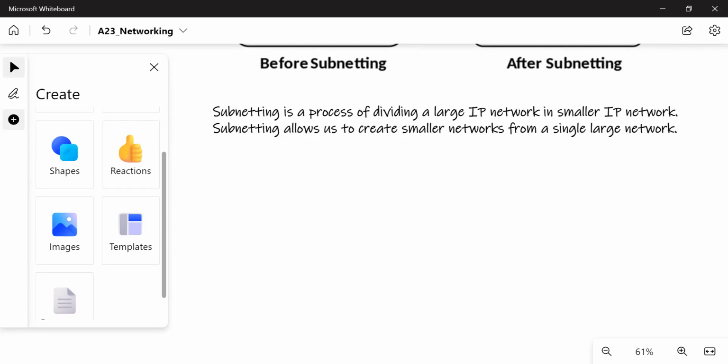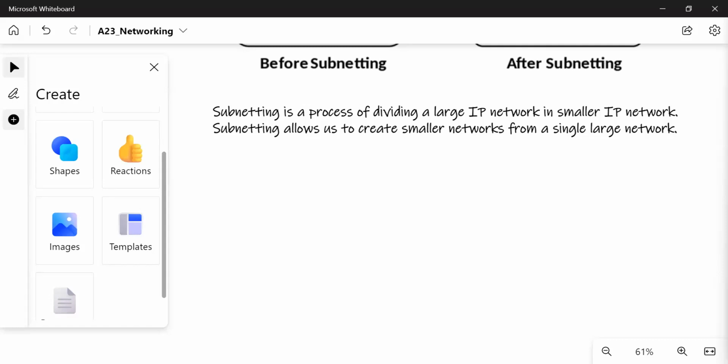From the exam point of view, usually they will give you an IP address and ask you to break it into 2 networks, 4 networks, 8 networks, and so on. You should know how to do that. So that is exactly what we are going to talk about in this part.